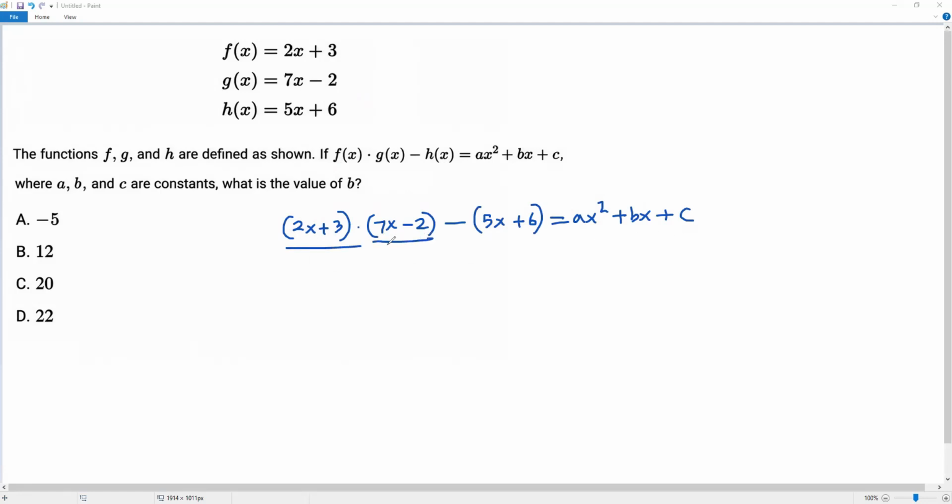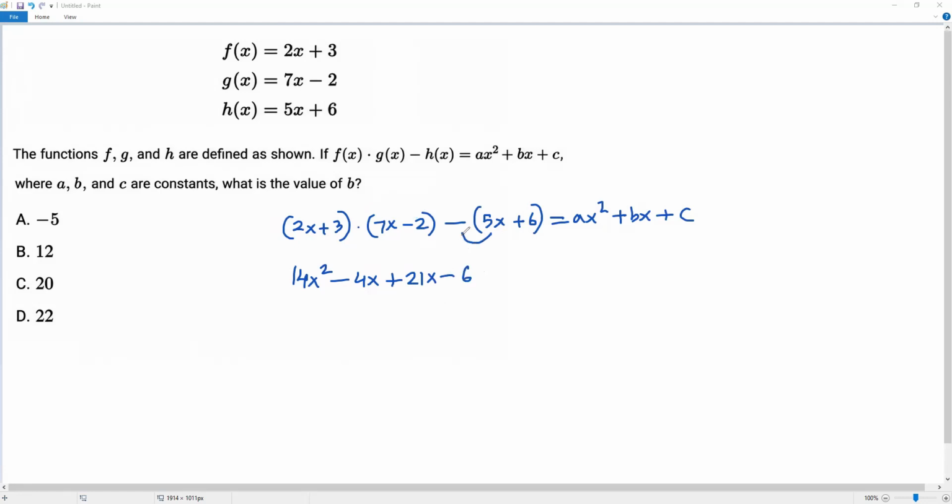We can multiply these two binomials using the FOIL method. That is, we multiply the first terms: 2x times 7x is 14x squared. Now we multiply the outer terms, 2x and negative 2. When I multiply 2x and negative 2, I get negative 4x. Now let's multiply the inner terms, positive 3 and positive 7x is positive 21x. Now let's multiply the last terms, positive 3 times negative 2 is negative 6.